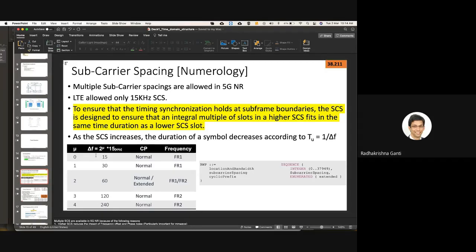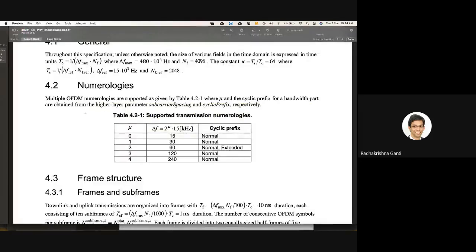Okay. So now, how do we read this spec? When we read this spec, it says where mu and the cyclic prefix for a particular bandwidth part, I didn't talk about bandwidth part, I'll talk about it later, are obtained from the higher layer parameters, subcarrier spacing and cyclic prefix respectively. So how does the base station tell the UE what is the subcarrier spacing, what is the cyclic prefix?